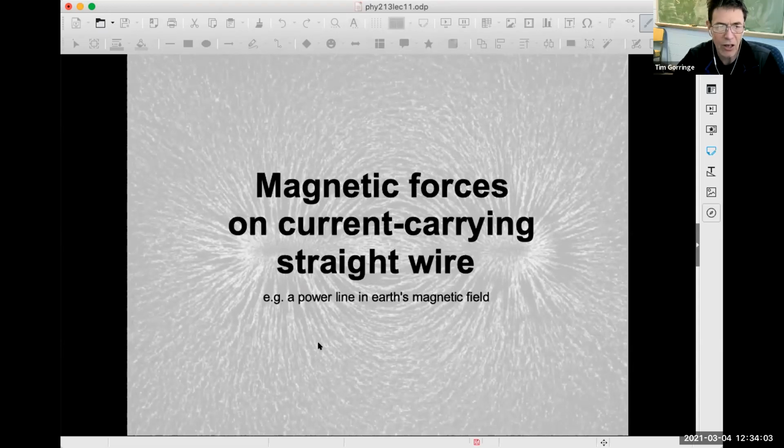An example of a magnetic force on a long straight wire might be the power lines that stretch across the countryside. Those power lines are carrying electrical currents, and they are immersed in the Earth's magnetic field. So they are a nice illustration of electrical currents in straight wires in magnetic fields. They experience magnetic forces.